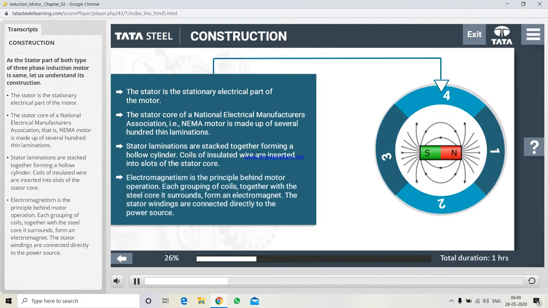Electromagnetism is the principle behind motor operation. Each grouping of coils, together with the steel core it surrounds, forms an electromagnet. The stator windings are connected directly to the power source.